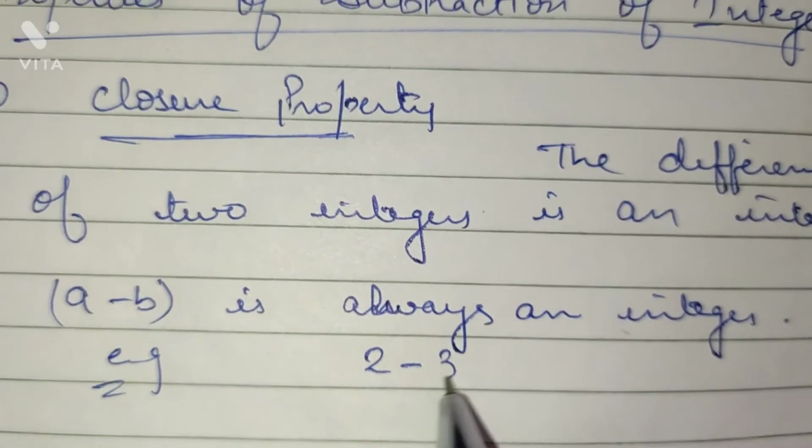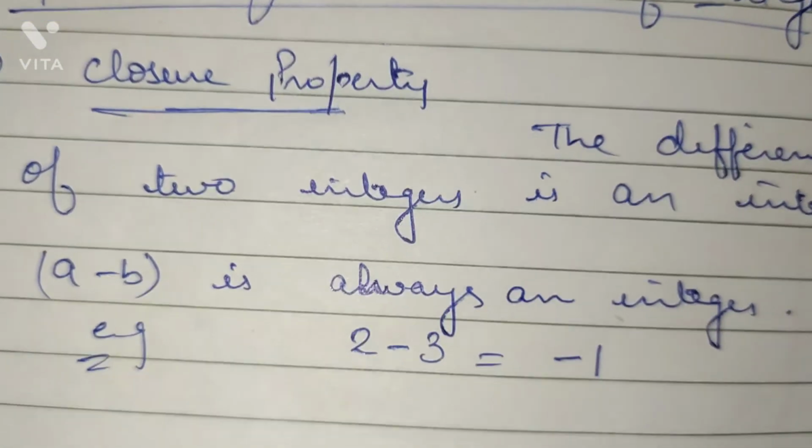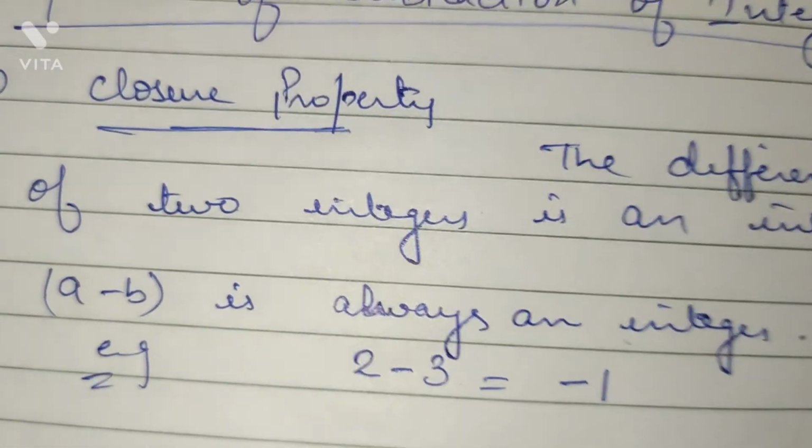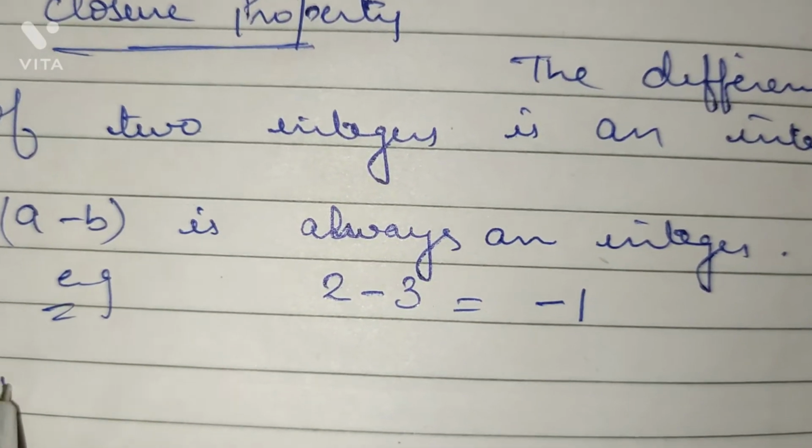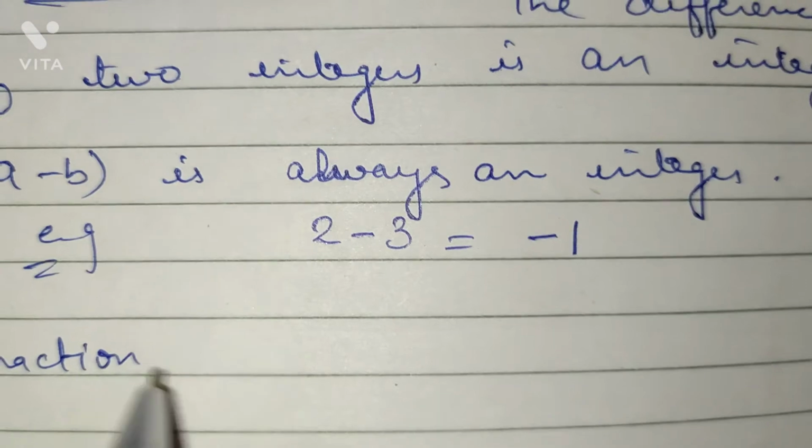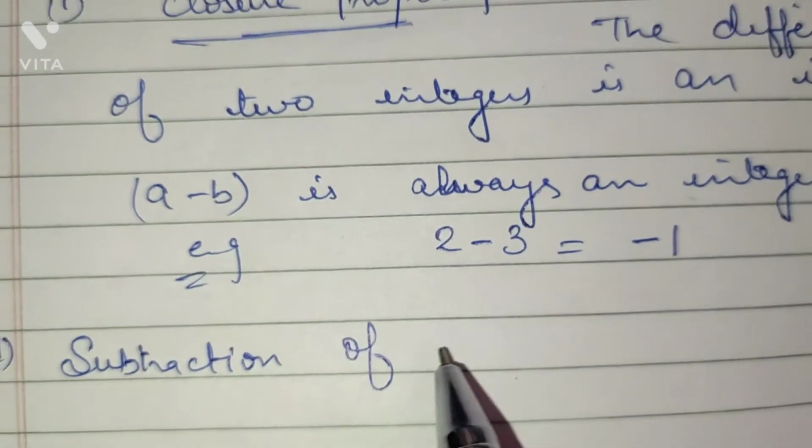See, I am taking 2 and 3. By subtracting I am getting minus 1. Minus 1 again is an integer. So subtraction also holds the property of closure.